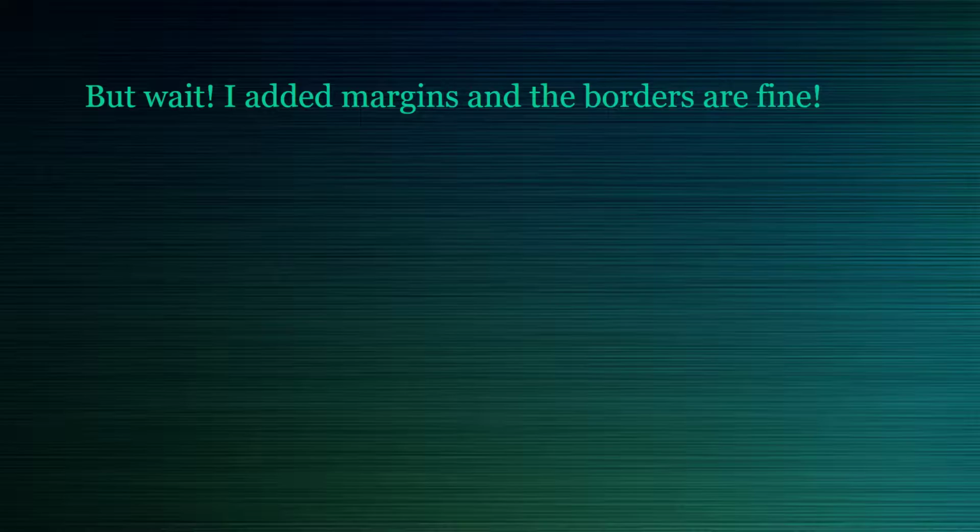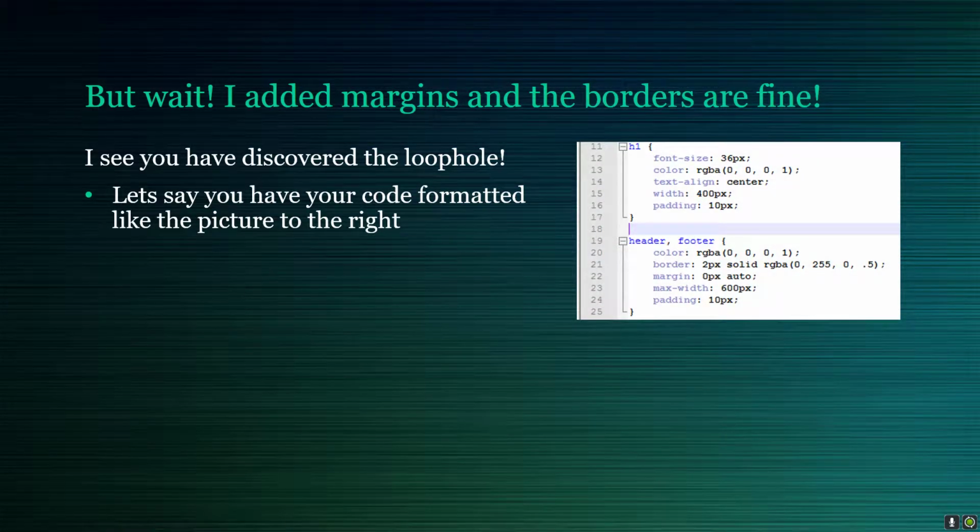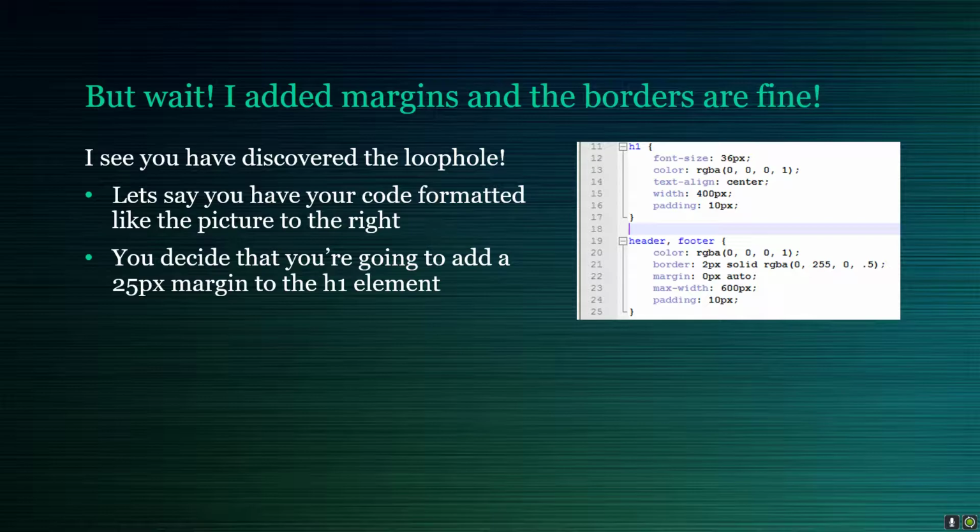You might be thinking, after you try this out, wait, I added margins, but the borders and the background color are still applying to that. There is a loophole. Let's say that you have your code formatted like the picture to the right, which is how I'm formatting the header, footer, and h1 tags in my website. So under h1, you'll see that there's the font size that's defined to be 36 pixels. I've got the color of the text. I've got it aligned to be centered. And then I set the width of the container and the padding around it.